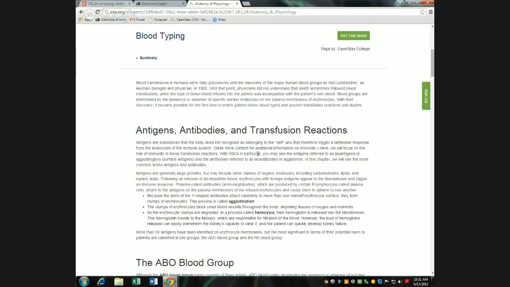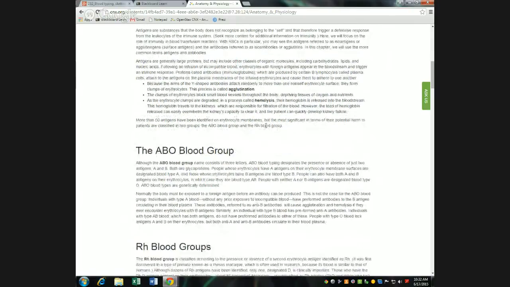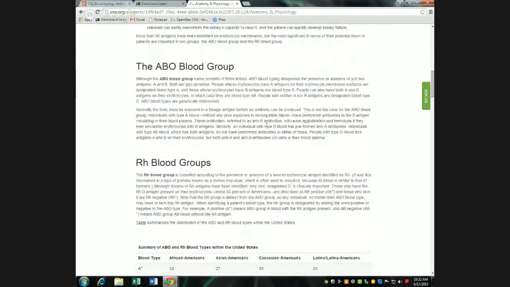Now, the reason why this is important is it's a place where we're going to start learning about some things called antigens, which are going to be very important when we're talking about the immune system, and then antibodies that are related to that, and then blood typing is very important in considering what's happening in transfusion. Now, there's 2 aspects to blood typing. Okay? There's the ABO blood group and the RH blood group.